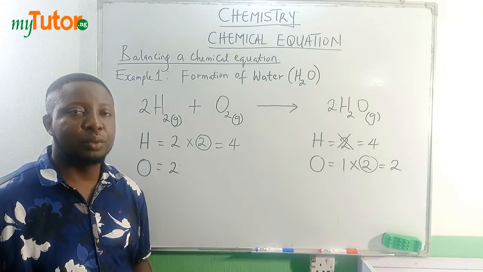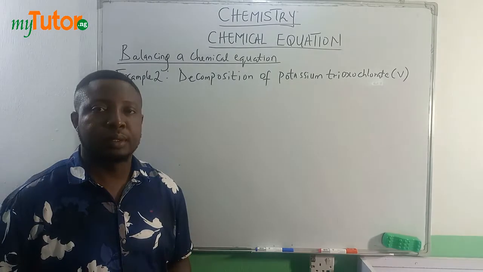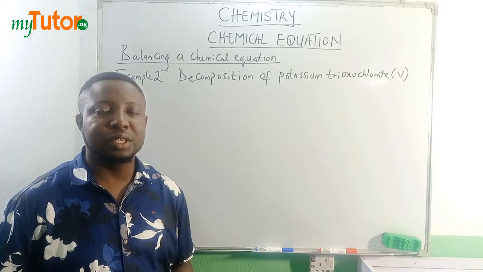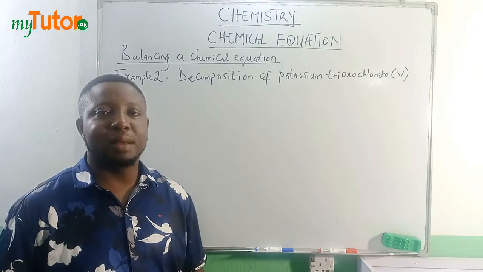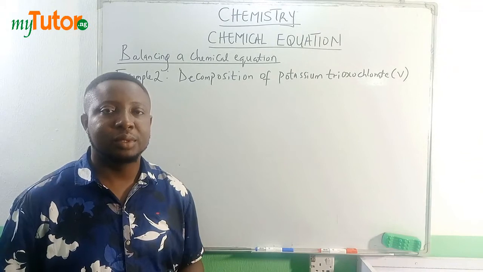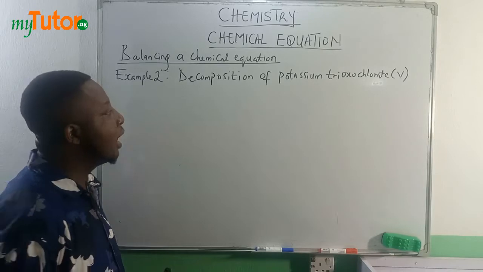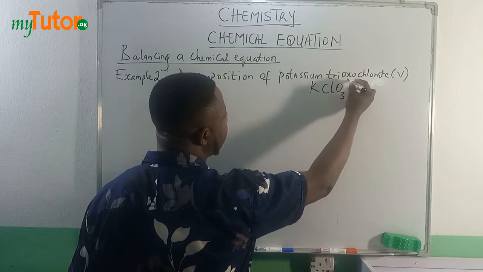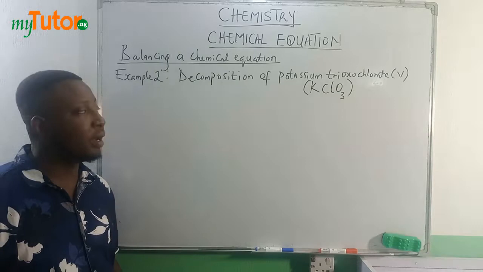Let's see another example on how to balance a chemical equation. The second example we are considering is the reaction involving the decomposition of potassium trioxochlorate(V). We want to write a chemical equation involving the decomposition of potassium trioxochlorate(V). So potassium trioxochlorate(V) has the chemical formula of KClO3. So this is the chemical formula of potassium trioxochlorate(V).